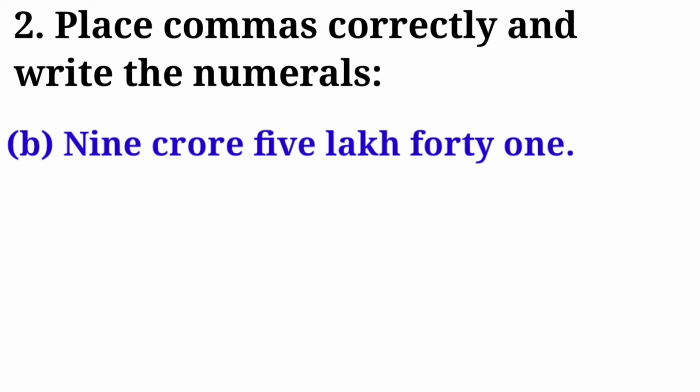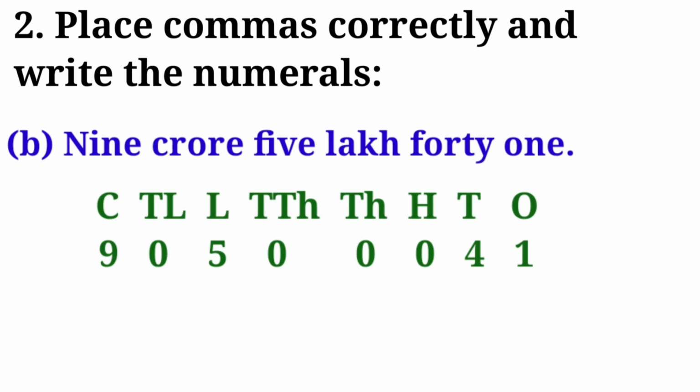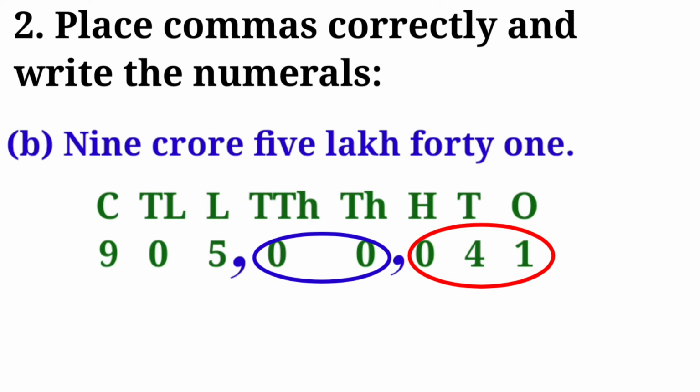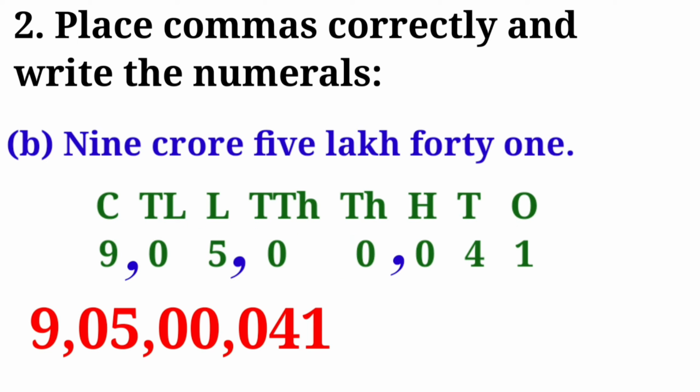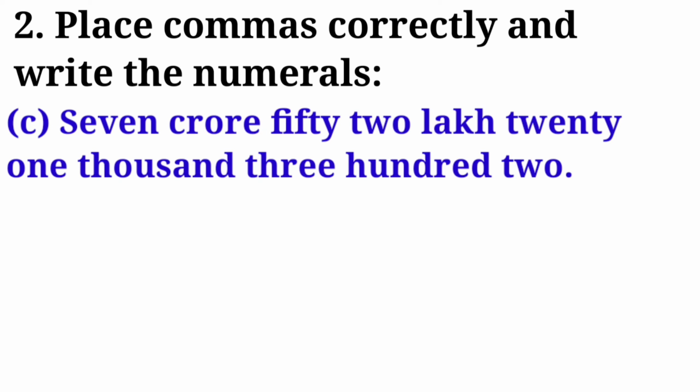Now the B part is 9 crore 5 lakh 41. So again you will form the place value table, ones, tens, hundreds and so on, and you will write the numbers accordingly. Now the first comma you will put before 3 digits from the last number, then the second comma before 2 digits from this comma, and the third comma again before 2 digits from this comma. So the number is 9,05,00,041.